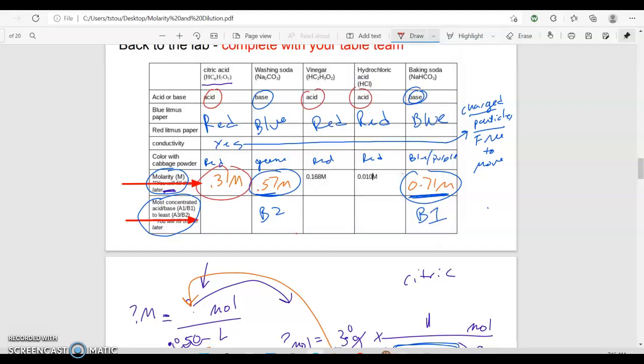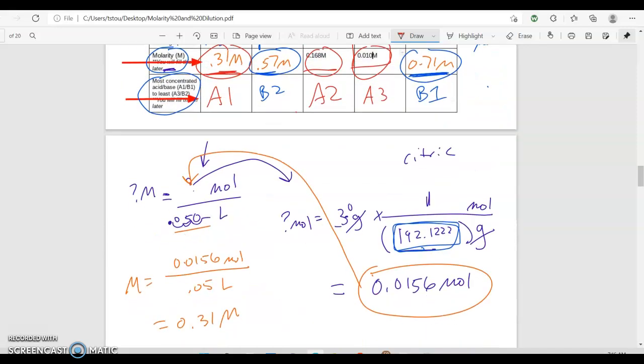Okay, let's look at our 3 acids then. Of the 3 acids, which one's the most concentrated? I'm going to look for the biggest number, 0.31. This is acid 1. Biggest number next, A2. And the third, A3. This one is the least concentrated because it only has 0.01 moles per 1 liter. So that's just how I ranked them. To see most concentrated would be the highest molarity. That's what that would mean. I hope that helped.